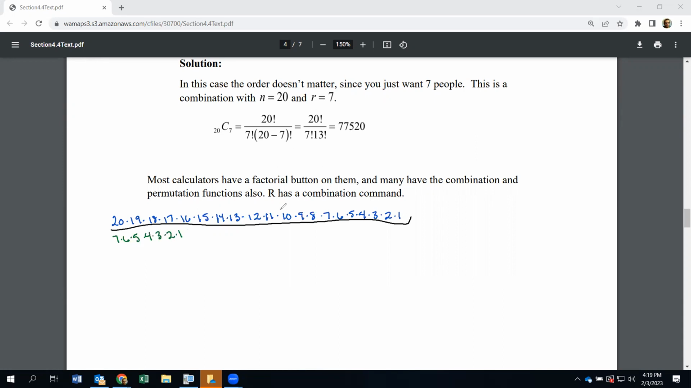Sorry, it's just inevitable that I'm going to count down. And then the 13, then 12, and so on.